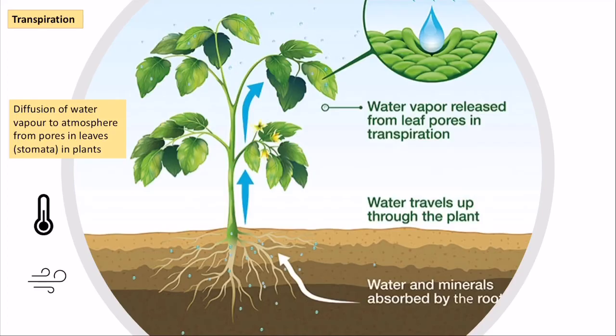Things that would affect transpiration: if I increase the temperature, transpiration is going to happen at a quicker rate. And the same, in windier conditions, transpiration will happen at a faster rate. So we can have factors that will alter our rates of transpiration.